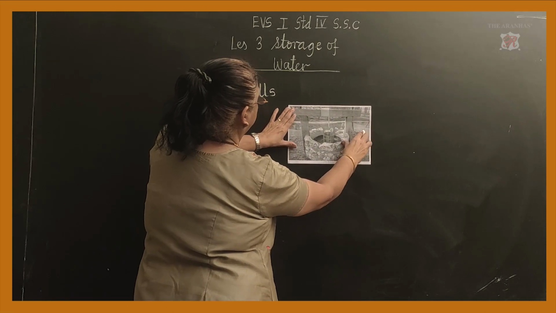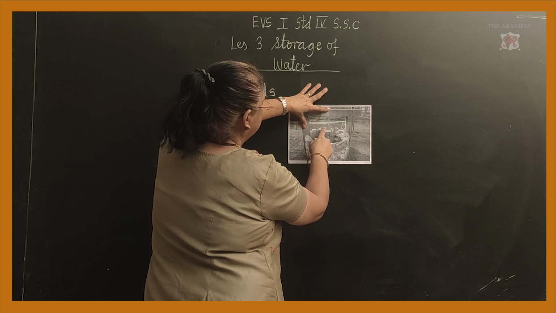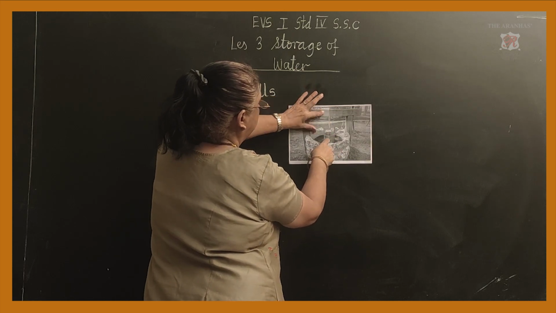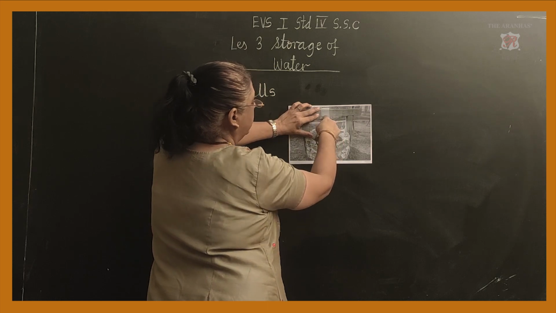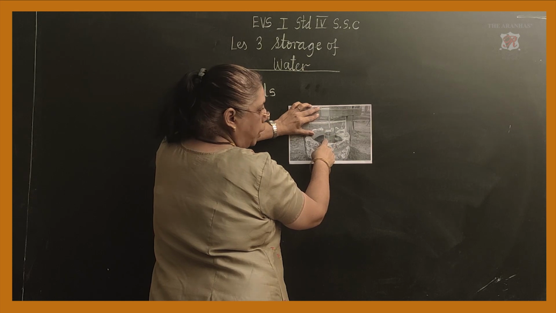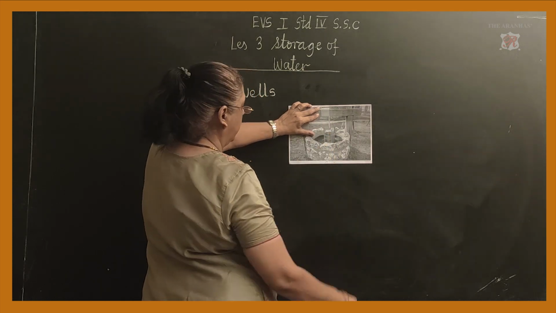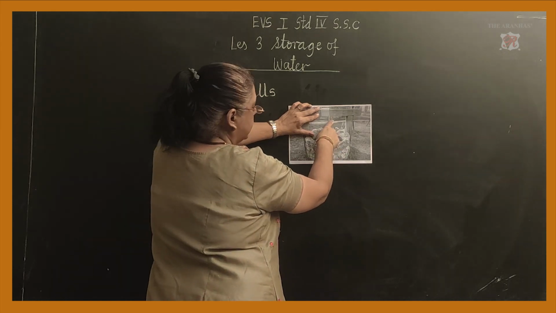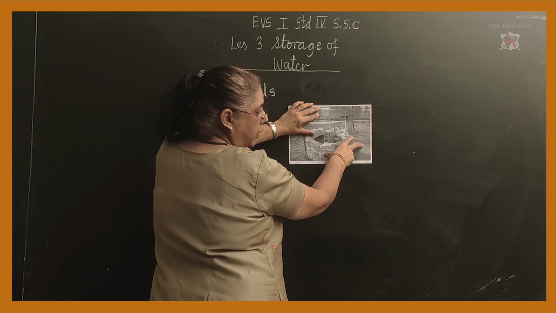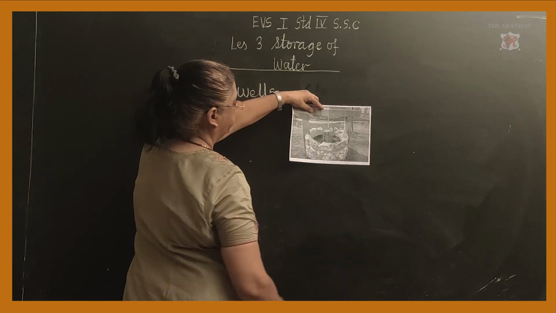You can see the picture of a well. Now, in this picture, we can see a rope is tied to a pot. In this way, people used to dig wells and then they used to pull out the water using this pohara. It was called pohara. A pohara is tied to a rope, and with the help of this pohara, we pull out the water from the well.